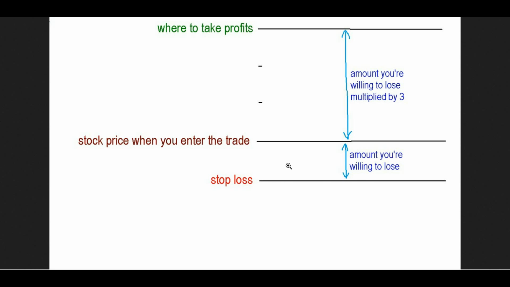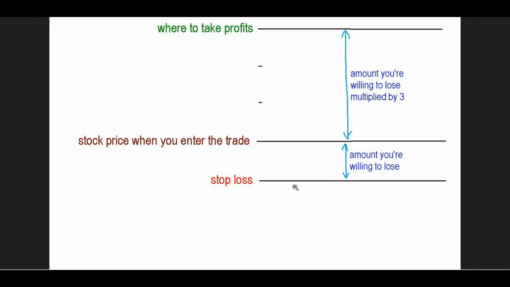For example, let's say you're buying Apple at $120 per share, and the most money you're willing to lose on that trade is, let's say, $5 per share. Anything over that, and you're going to get emotional and fearful about it. So $5 per share is what you're willing to lose on the trade. So 120 minus 5, you would set your stop loss at $115 per share.